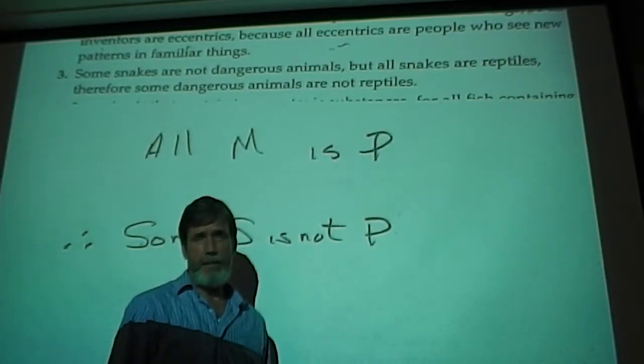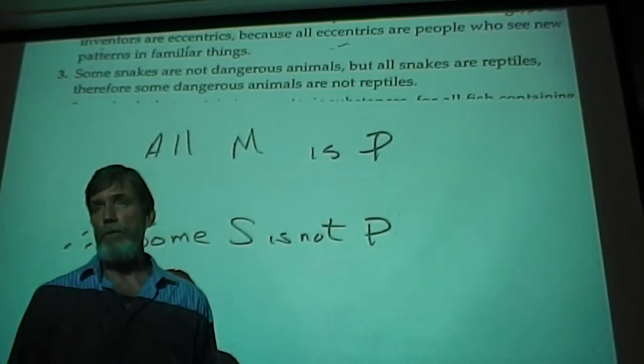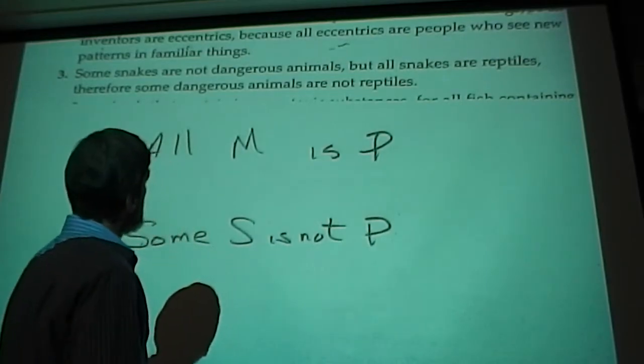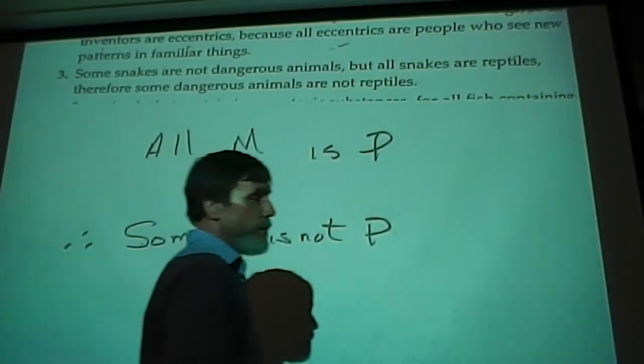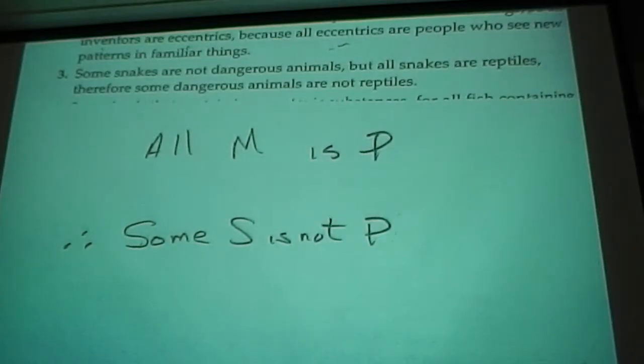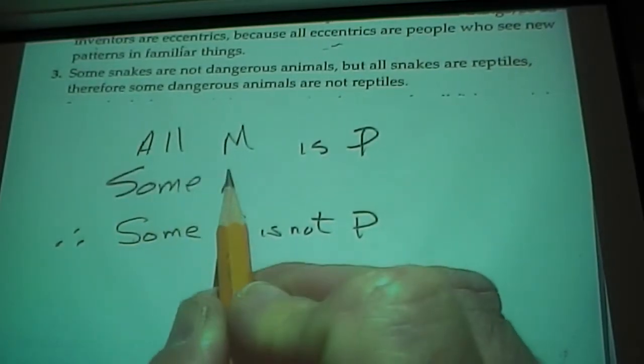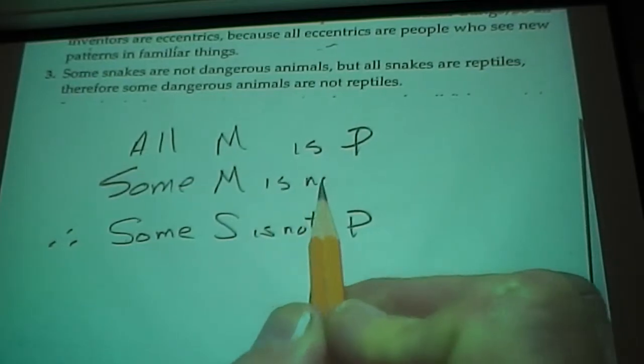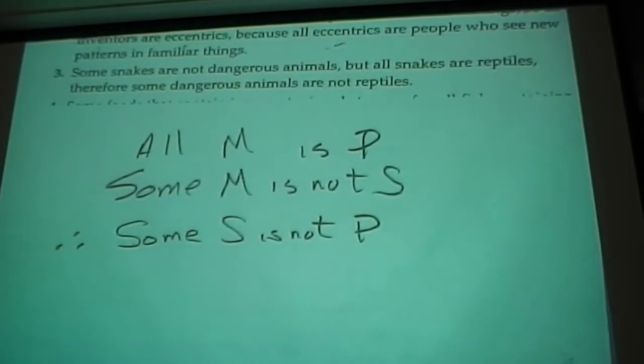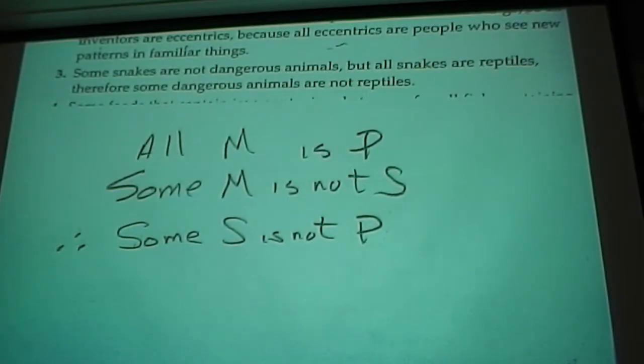Then simply recognize the letter name translation, A, E, I, or O, and finish it off. What is it? O. So it's going to be some M is not S. Good?